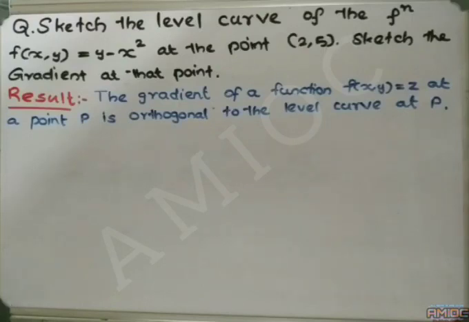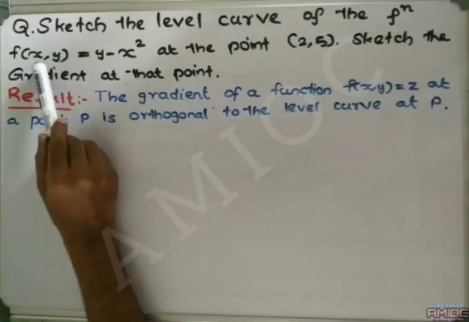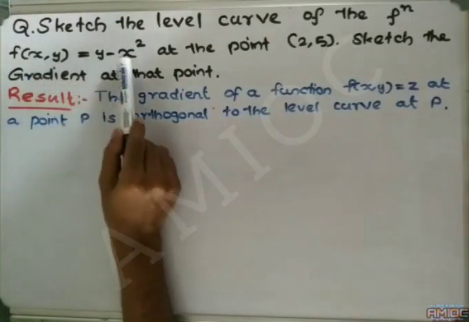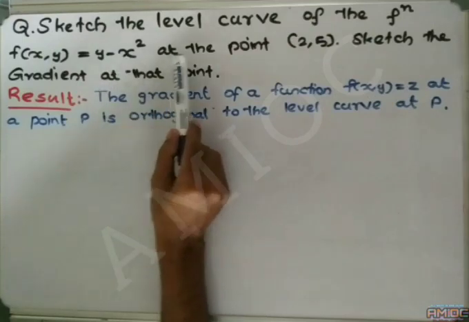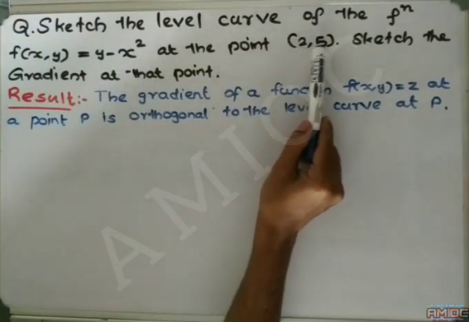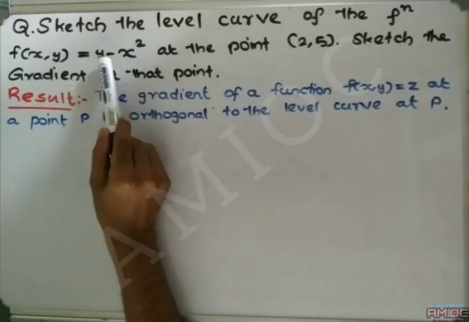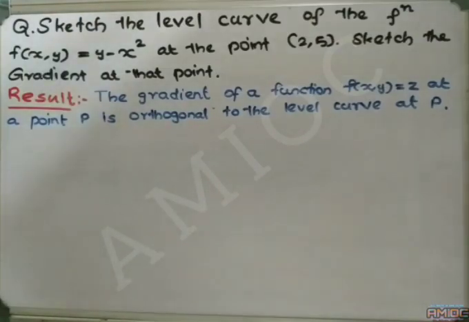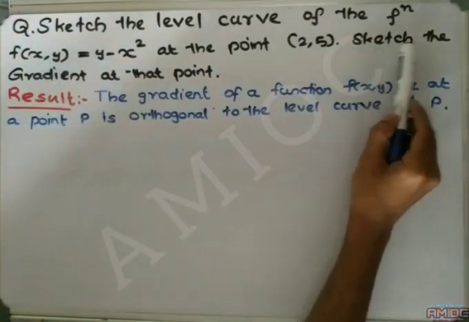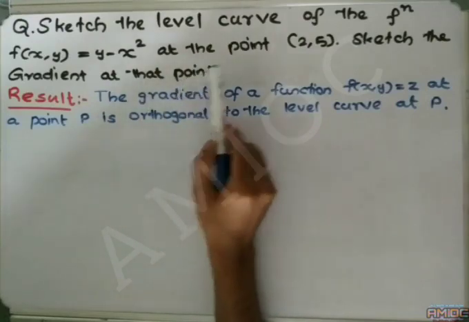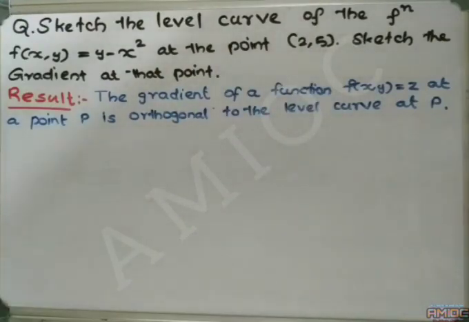Here we are given a function of two variables. It is given by f of x, y equal to y minus x square, and we are given a point (2, 5). First of all, the question asks us to sketch the level curve of the given function and then sketch the gradient at the point (2, 5).